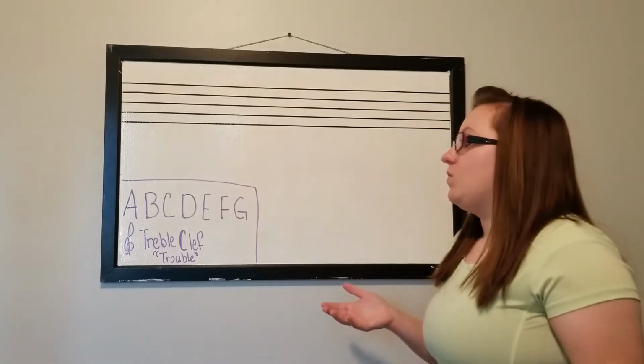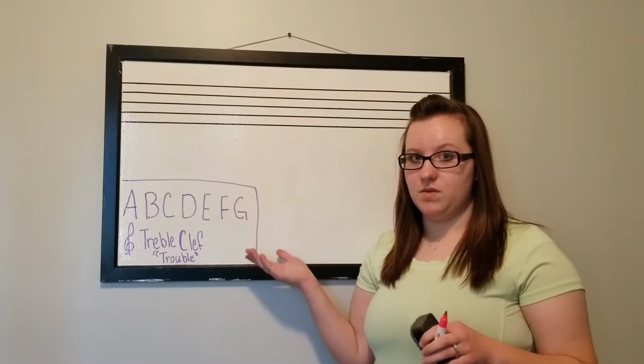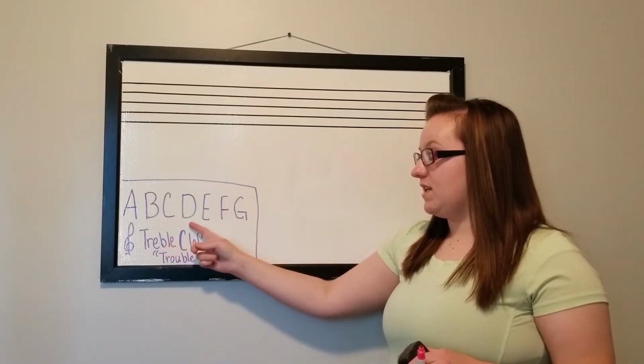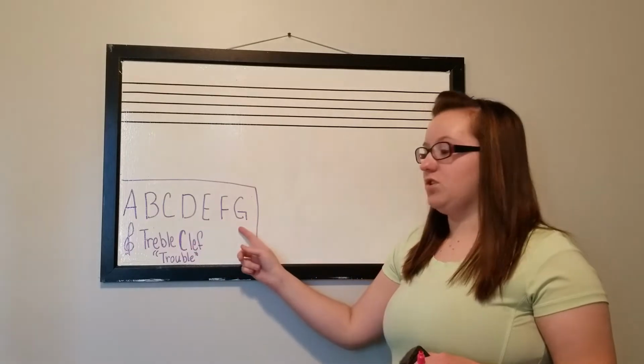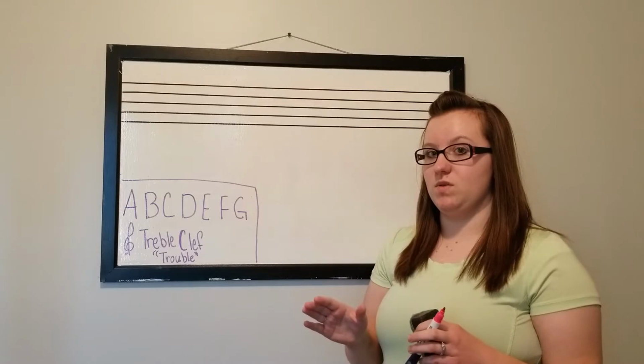In music, we use the first 7 letters of the alphabet: A, B, C, D, E, F, G. Those are the only 7 letters we ever use.